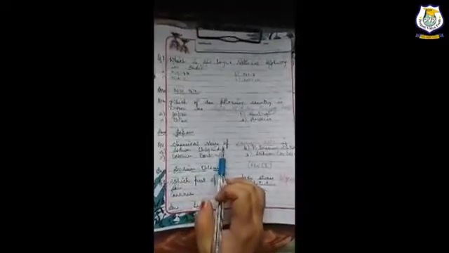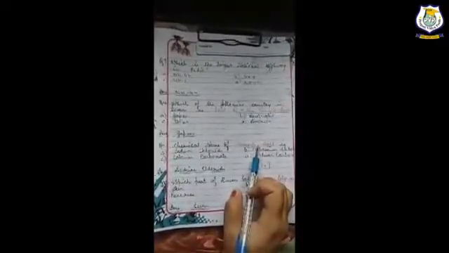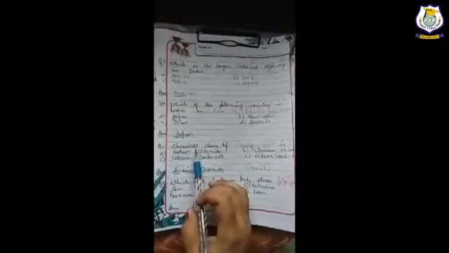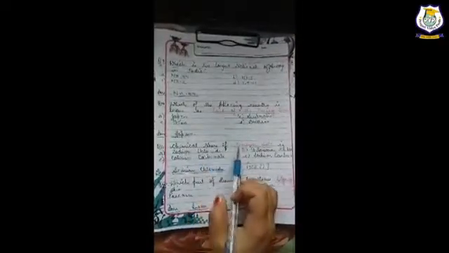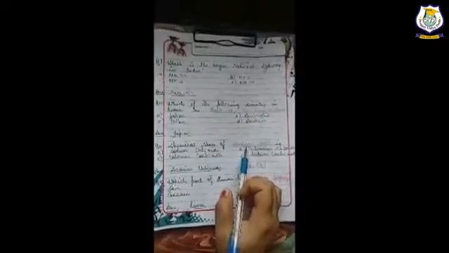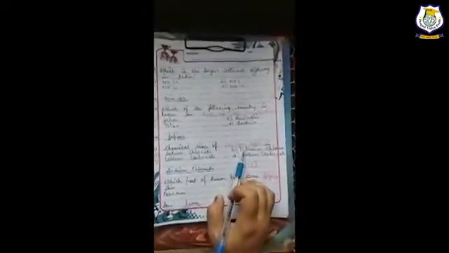Now, next question is, what is the chemical name of common salt that we use in our food? I repeat, what is the chemical name of common salt? Here are the options, students. Option A, sodium chloride. Option B, potassium chloride. Option C, calcium carbonate. Option D, sodium carbonate.